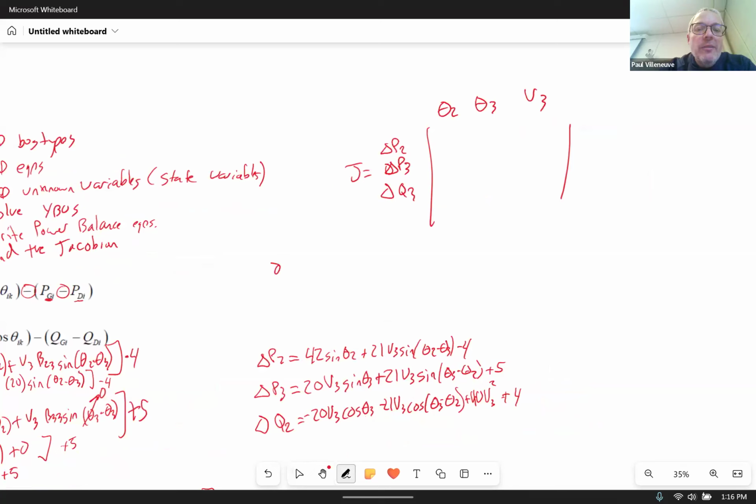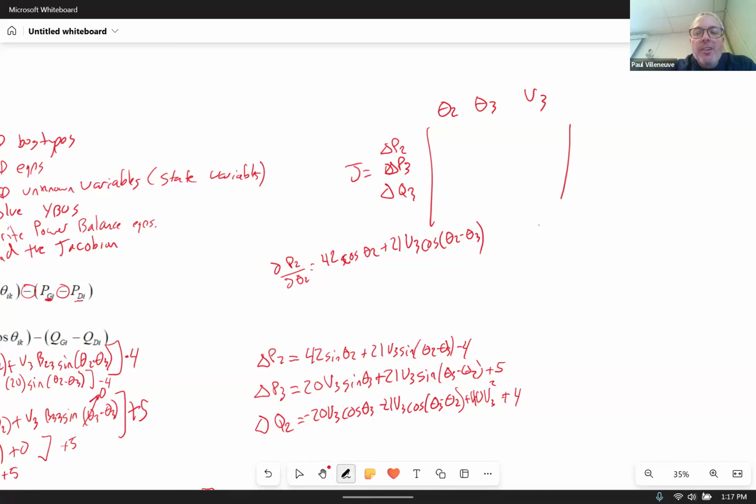So the partial of P2 with respect to theta 2. Hopefully you all can see that pretty quickly. 42 cosine theta 2 plus 21 V3 cosine theta 2 minus theta 3. And that's it.